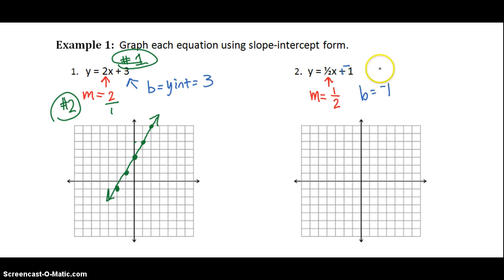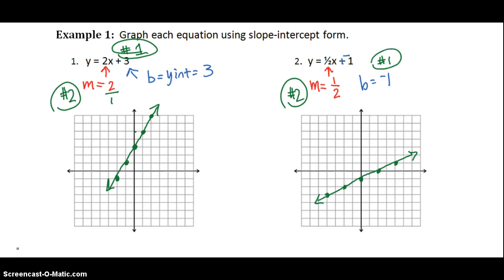So step number 1 is to start with your y-intercept, -1. From -1, step number 2 is to rise and run. So from -1, I'm going to rise 1 and run 2. Rise 1, run 2. I can go -1, -2, -1, -2. Makes for a nice, neat graph, especially since you don't have a straight edge in your hand.